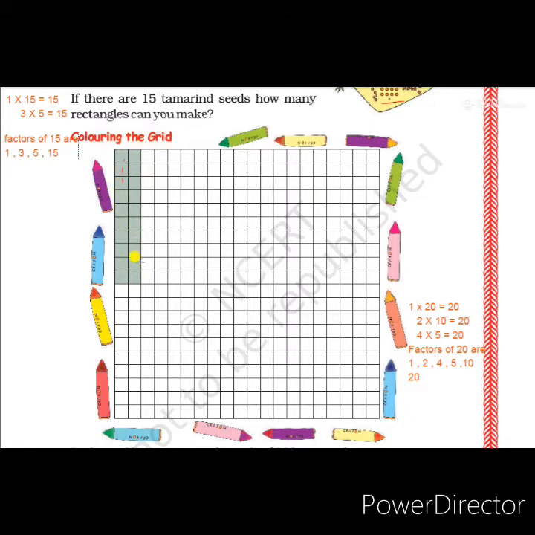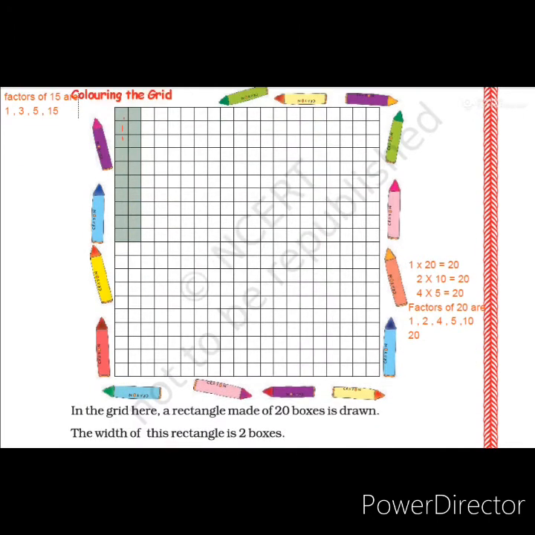The width of this rectangle is 2 boxes. See students, this is the width. So what is the width of this box? 2 boxes. The short side we can call width, and the long side we can call length. The long side we can call length, and the short side we can call breadth. So what is the breadth of this rectangle? 2 boxes.